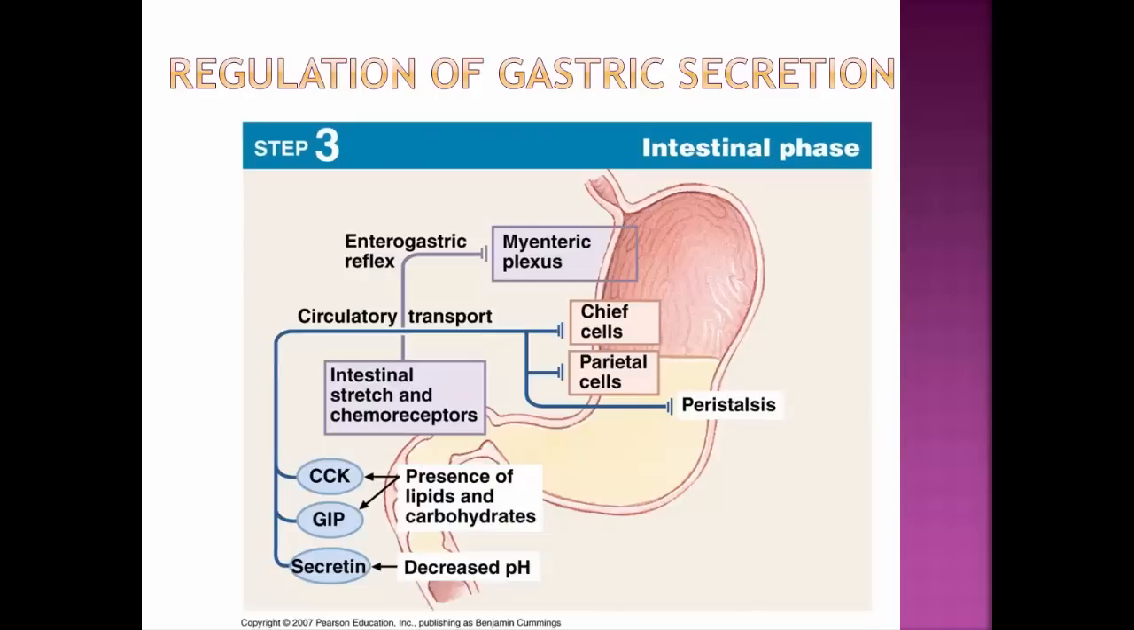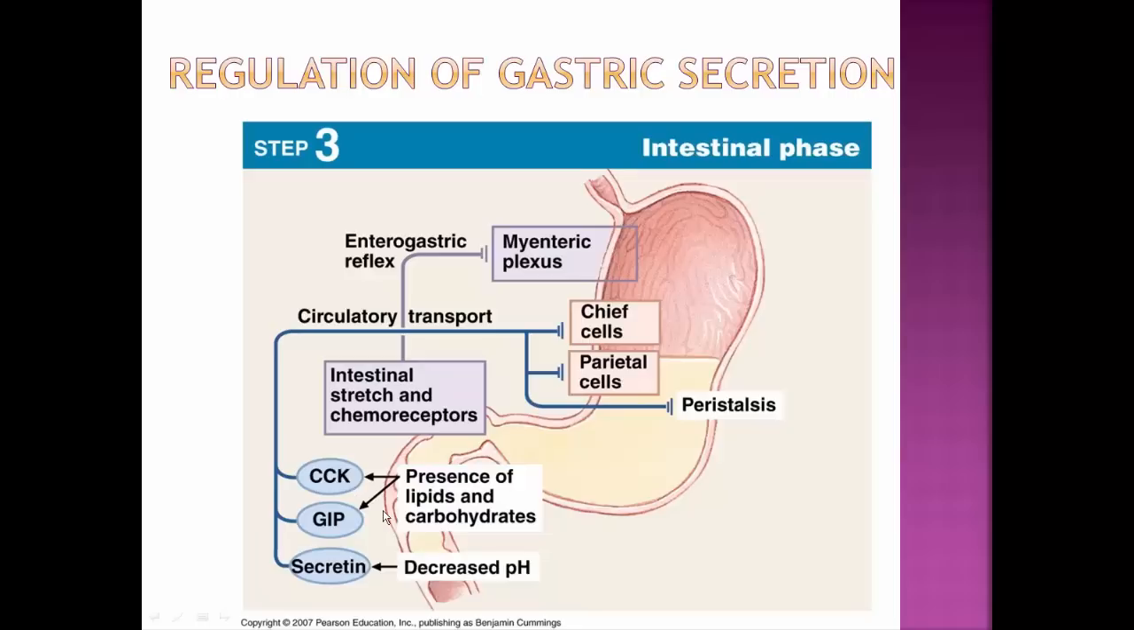The third phase of our gastric secretions can be the intestinal phase. This begins with the arrival of food in the duodenum, the first part of our small intestine. Now, I want you to think of this phase as the intestine saying, hey, stomach, slow down. Because what the intestine wants to do is deal with a little bit of food at a time. So things like lipids and carbohydrates and a decreased pH, because remember the stomach pH is very low, and so food entering from the stomach is going to have a low pH. Those are the triggers for the intestine to secrete three different hormones.